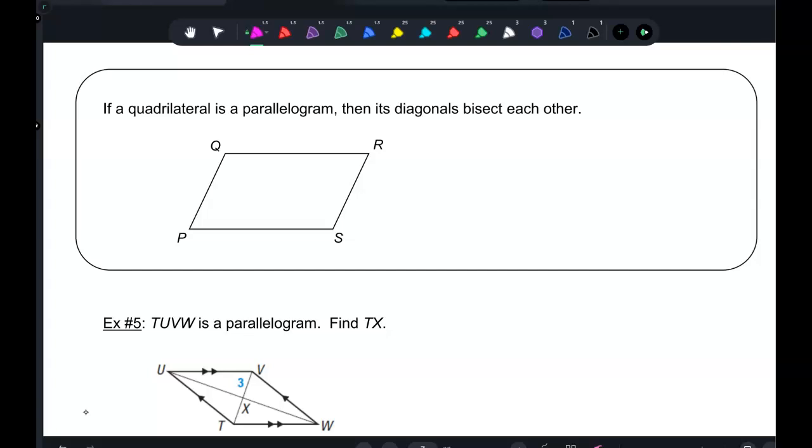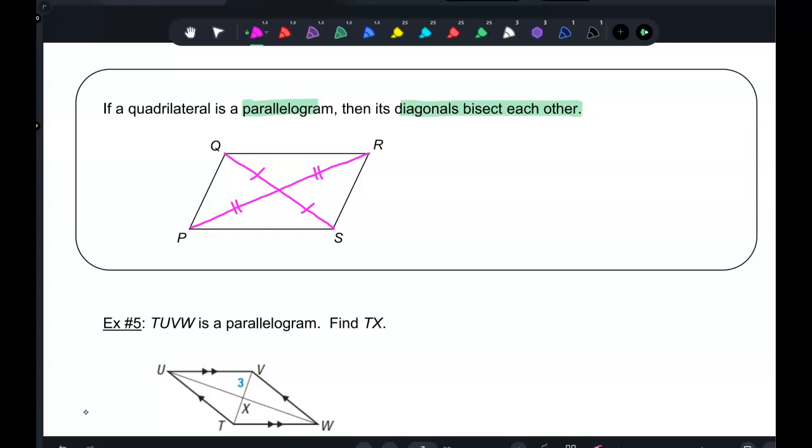Okay, now one more theorem. The diagonals bisect each other in a parallelogram. That means they cut each other in the middle. So I'm going to draw the diagonals. These two parts are going to be the same, and these two parts are the same. But all four are not necessarily the same.